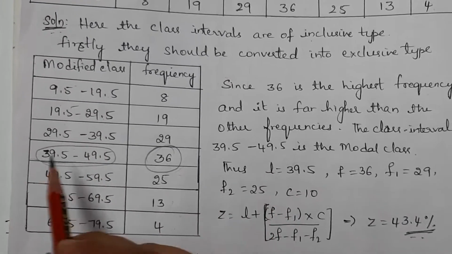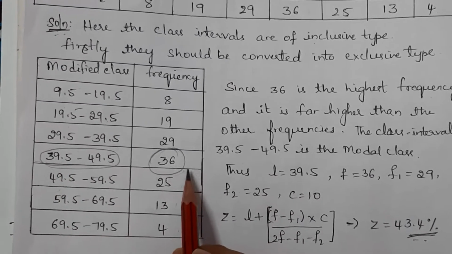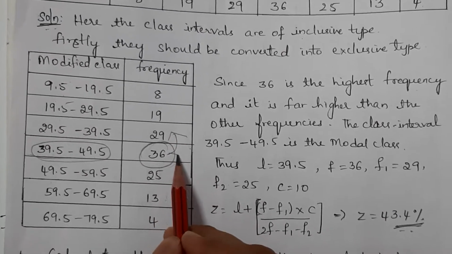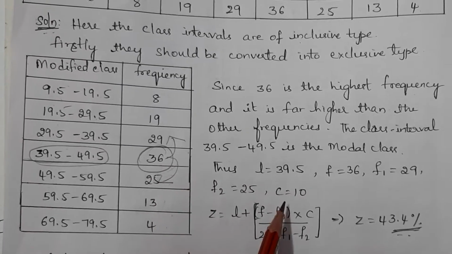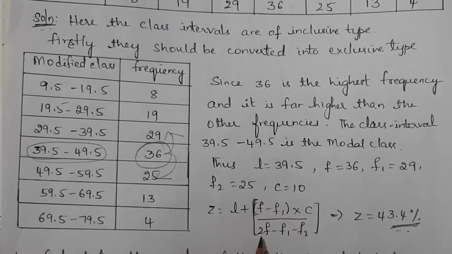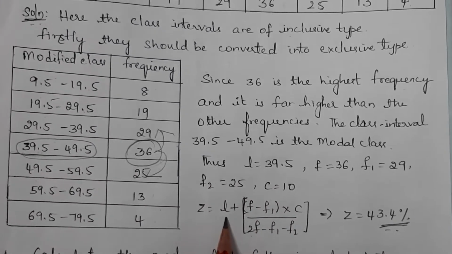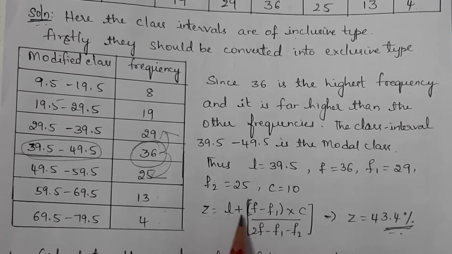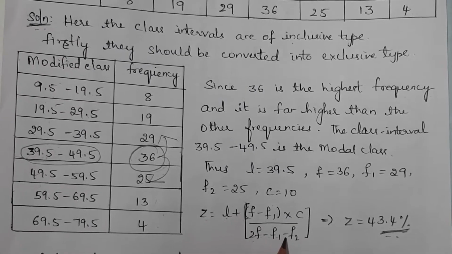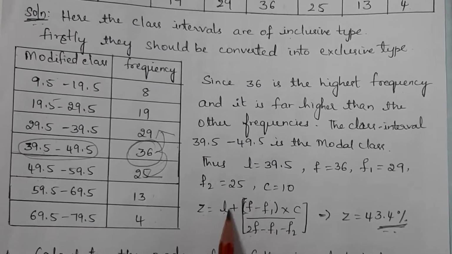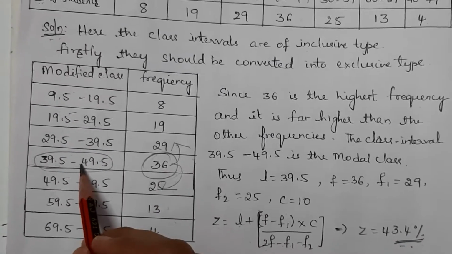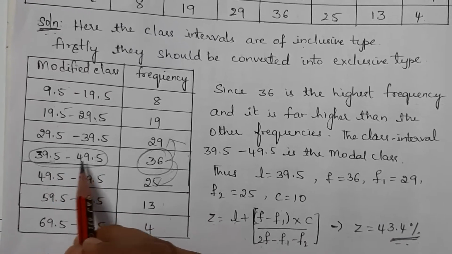So we have L is 39.5, F is 36, F1 is its preceding value 29, F2 is its succeeding value 25, and C is nothing but the difference between the class intervals, that is 10. So as we have seen in the previous example, we have a formula Z or M is equal to L plus (F minus F1) into C divided by (2F minus F1 minus F2). When I substitute all these values, my modal value will be equal to 43.4, which lies between 39.5 to 49.5.